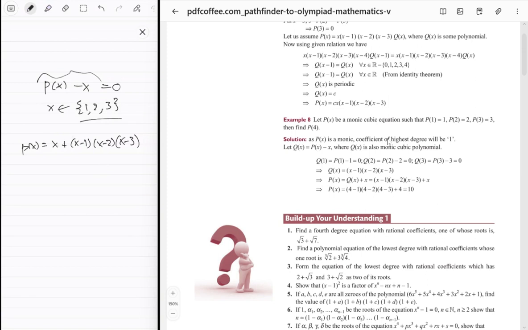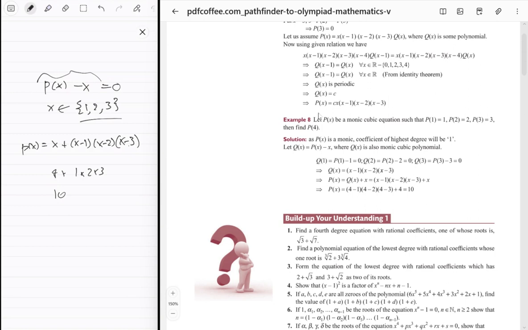Yeah, because p of x minus x was this. It was also a monic polynomial, right? Monic cubic polynomial, because this is actually a linear term. Makes sense. So it's just equal to this thing, and then just figure out what p of 4 is. So like 4 plus 1 times 2 times 3, I guess, which is 10. So 10 will be the answer.